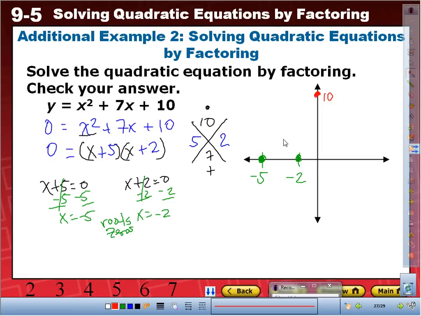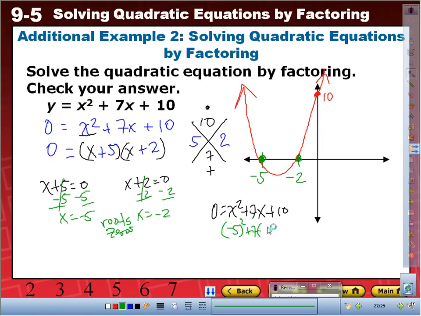Positive 10. So therefore, there's our graph. Make sure you put arrows at the end. And can we check it? Yeah. 0 equals x squared plus 7x plus 10. Let's check the first number. The first number is negative 5 squared plus 7 times negative 5 plus 10 equal to 0.